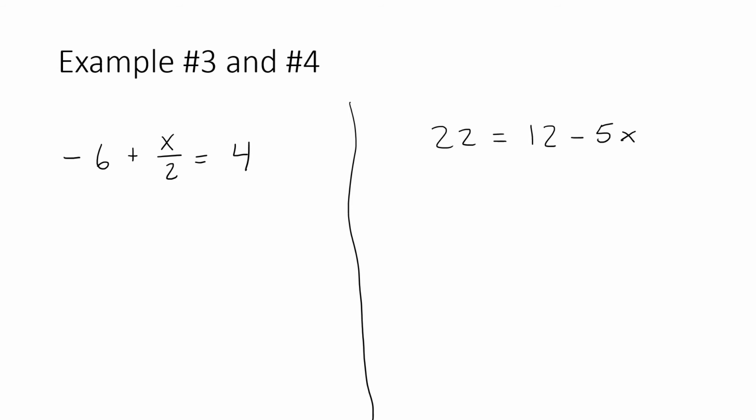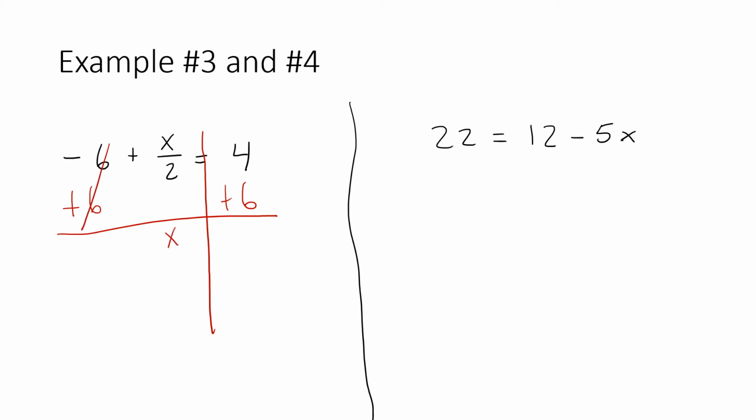Some more two-step problems. If I put the line down the middle here, I see that x is on the left side. The negative 6 is the part that doesn't have the x near it, so I need to move the negative 6 first. How do I get rid of a negative 6? I will add 6. Whatever I do to one side, I do to the other.